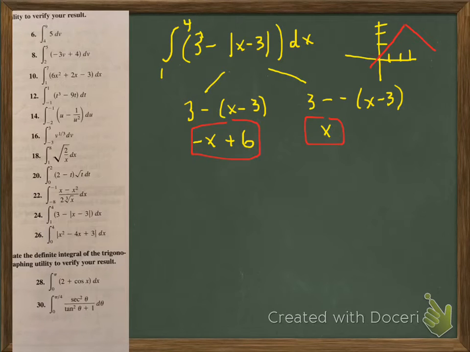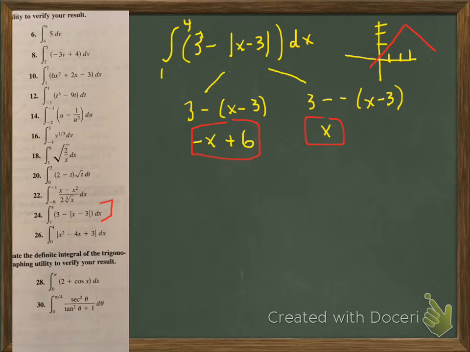Okay, we're going to jump down to one of the absolute value questions, which is a little more complicated. Later on, we will get a formula for absolute value, but I think it's easier just to break it into what it is, which is a piecewise function. You have the regular 3 minus (x minus 3) part of the function, and then you have 3 minus the opposite of x minus 3. That takes care of the absolute value part.